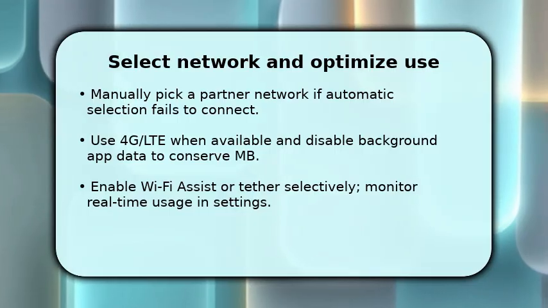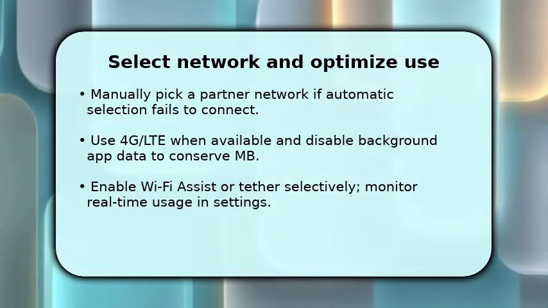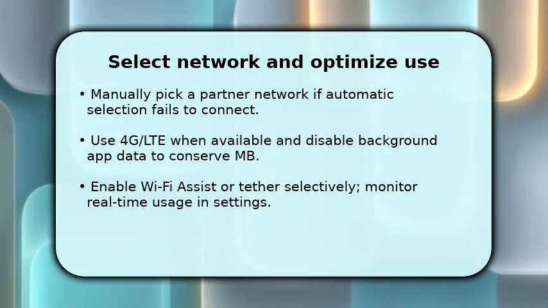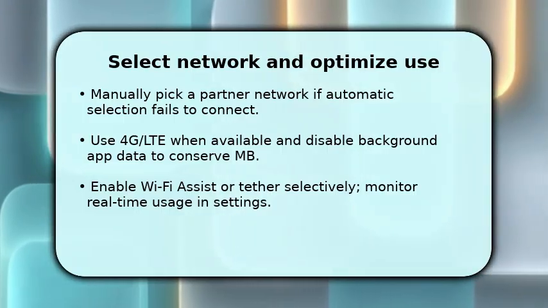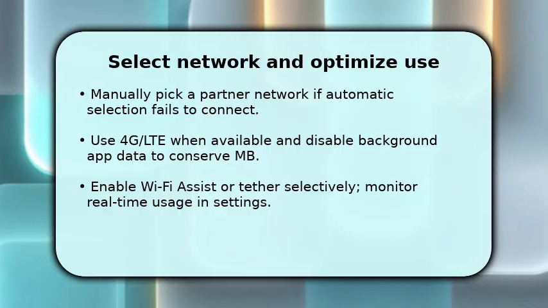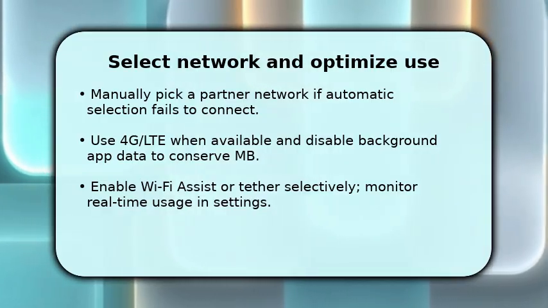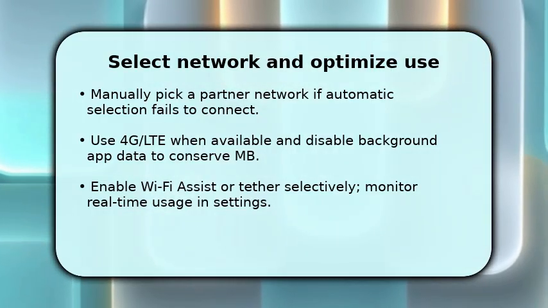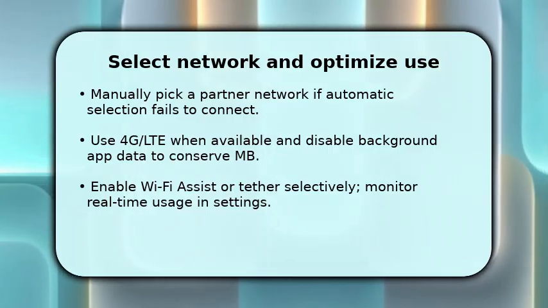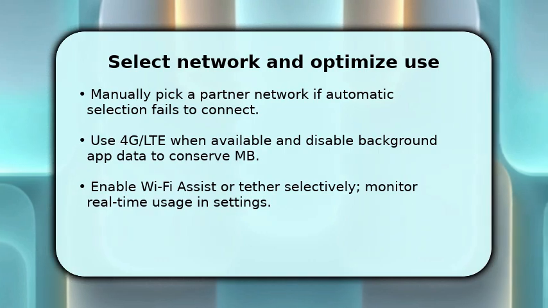Make sure you're on 4G/LTE to balance speed and efficiency, and immediately restrict background app data. This reduces surprise consumption. If you must tether, limit devices and use Wi-Fi assist only when necessary. Finally, keep the real-time data monitor open so you can adjust.